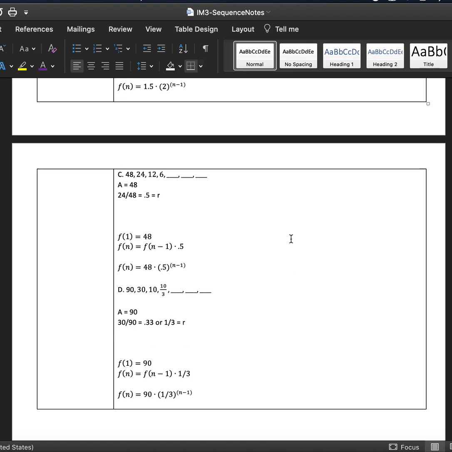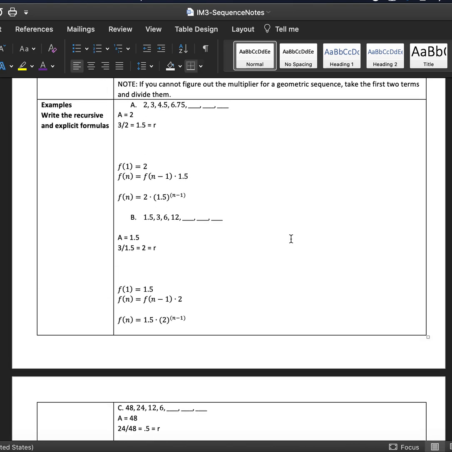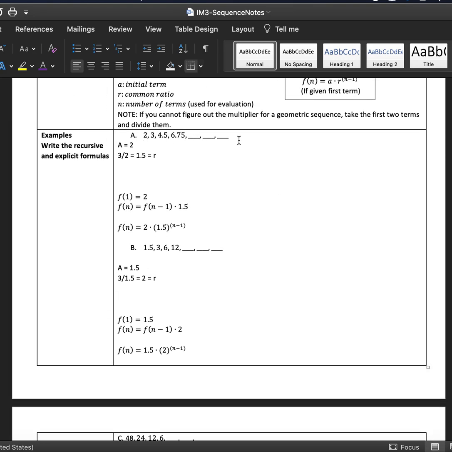So that ends this set of notes. Hopefully in this set of notes, you were able to determine, given any sequence, the first term, the common ratio, the recursive formula, and the explicit formula. And then really go back and make sure that you understand how to interpret these as well. That's really important for your quiz and your test.